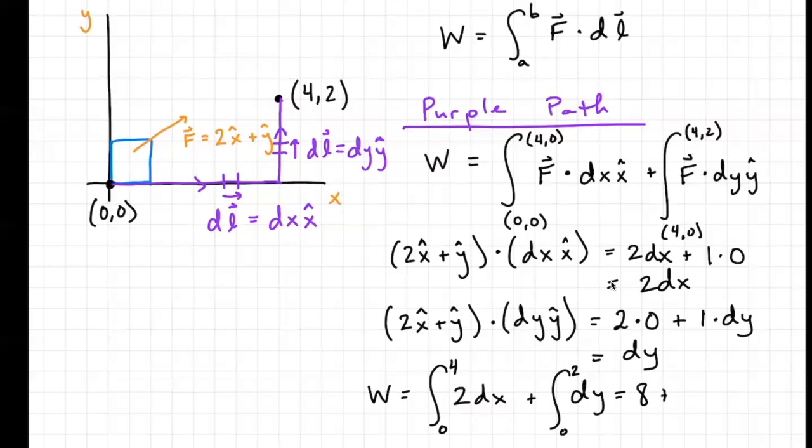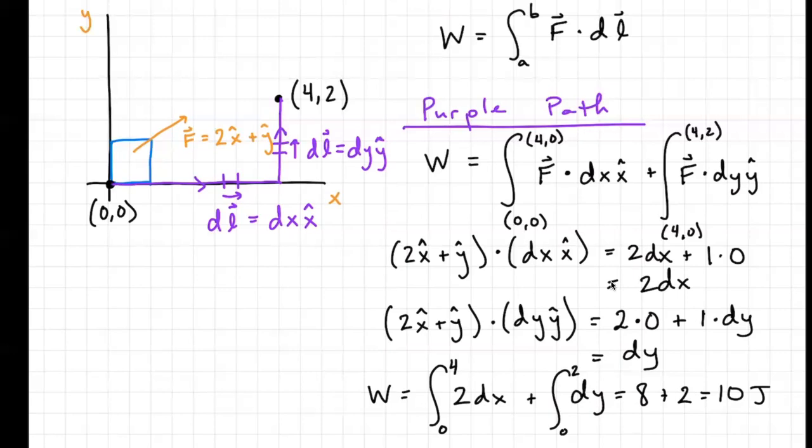And then the second, I've got dy, so that gets y. And then y evaluated from 2 to 0 gets 2. So the answer here is 10 joules. There's been 10 joules of work done along this path.